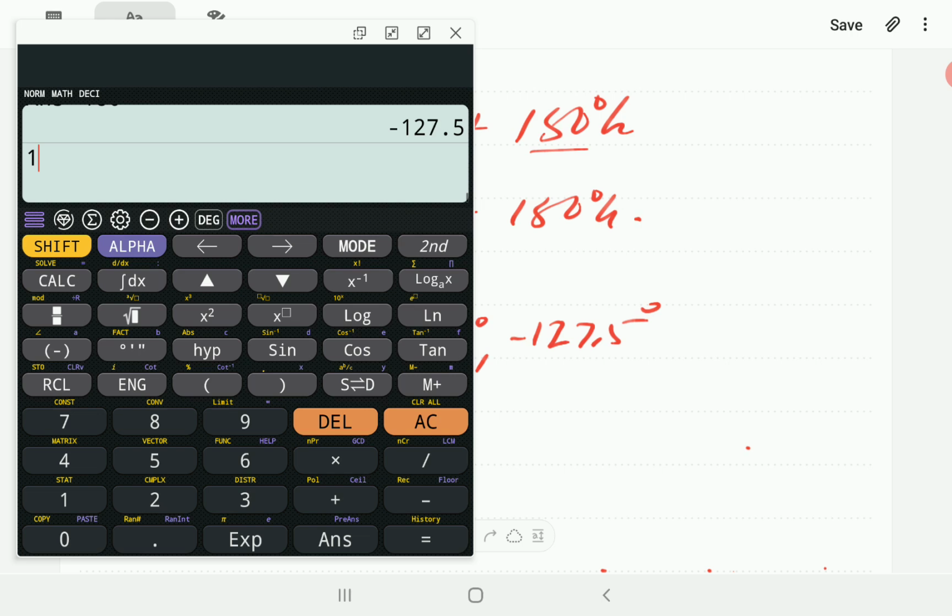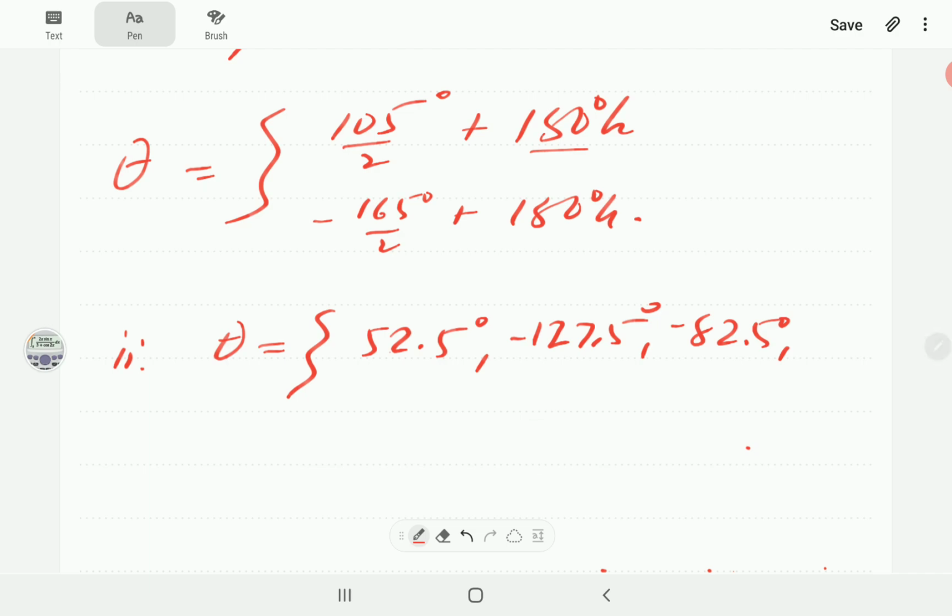Then for the other one, 165 divided by 2, let's make it negative, so it's negative 82.5. If we add 180 to this, we're going to get an angle which is still inside the interval, so that's going to be 97.5.